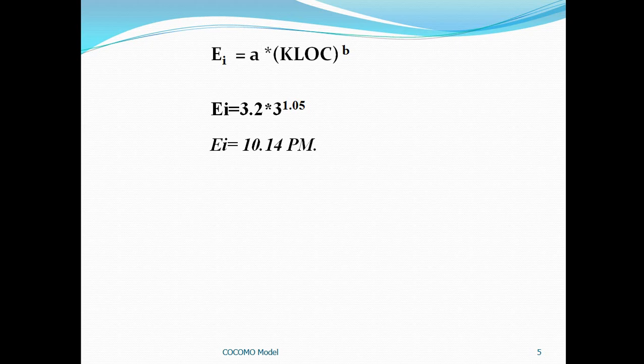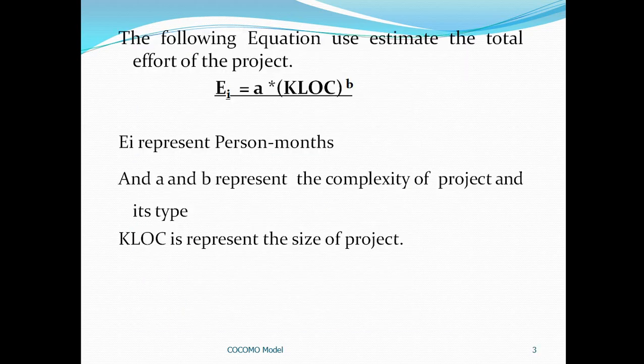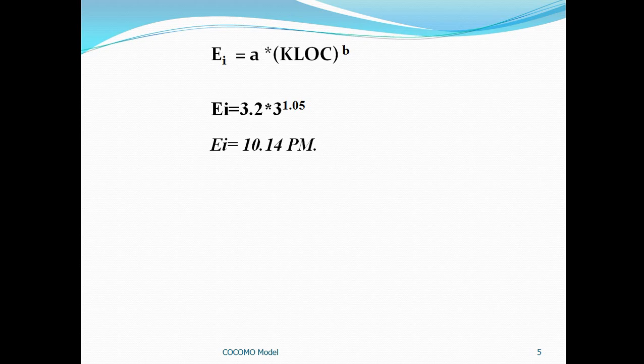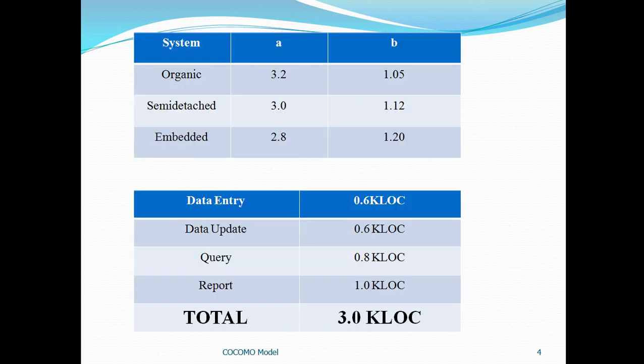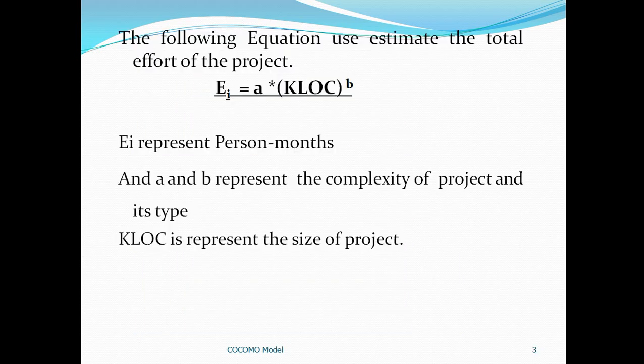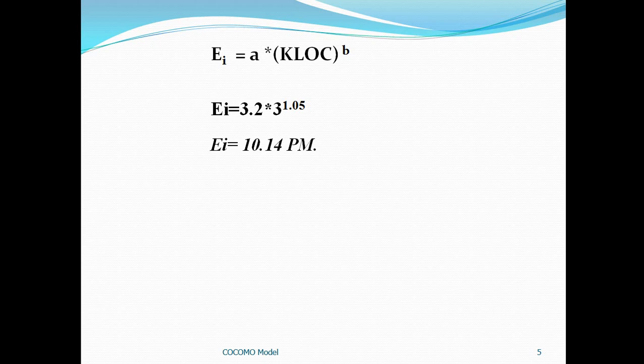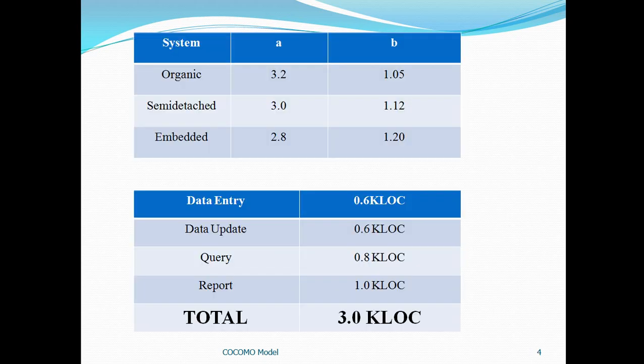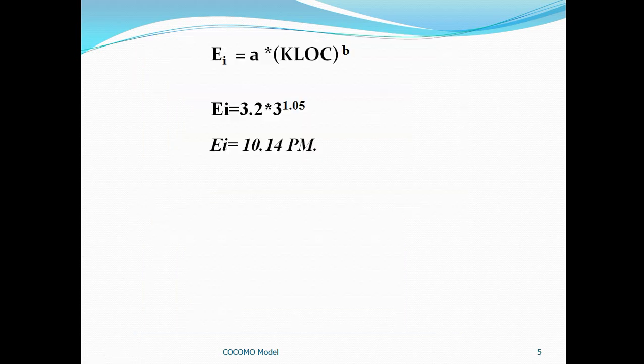Finally, we apply these values into the formula. In the formula, the equation is E = a × (KLOC)^b. This formula is E = a × (KLOC)^b. And first we apply the values for the organic project. First we do it one by one. For the organic project, the A value is 3.2, right? It is highlighted here. Organic project A value is 3.2. So we write 3.2 here.